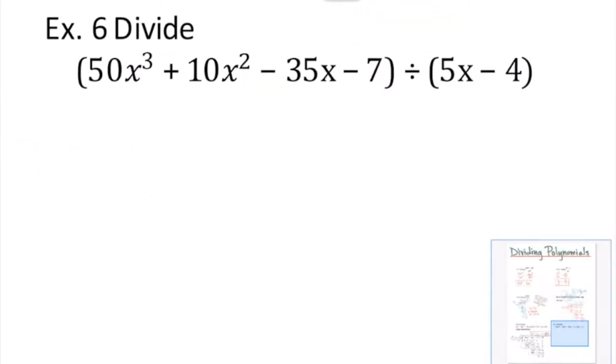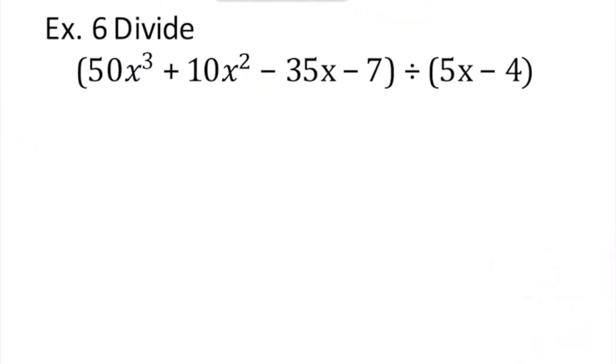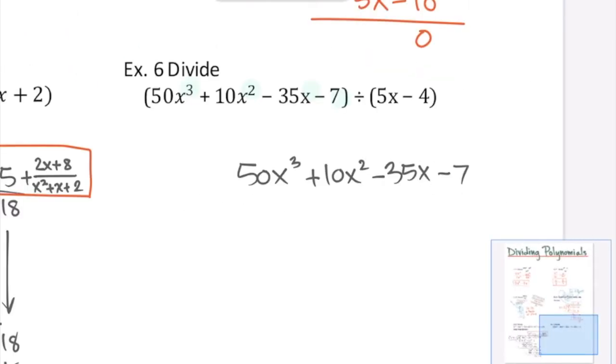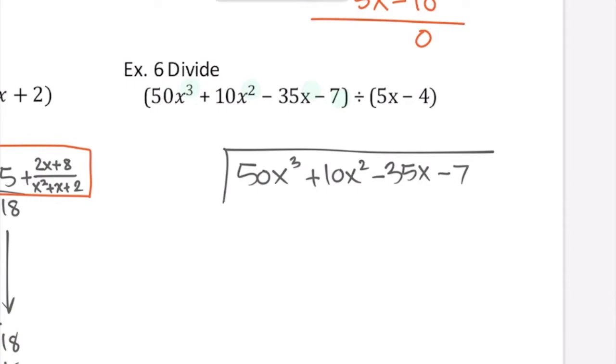So let's go ahead and make sure we don't have any missing terms here. Notice we have a cubed term, a squared term, an x to the 1st, and then essentially an x to the 0. So we don't need to add any terms. We can just go ahead and put 50x cubed plus 10x squared minus 35x minus 7 inside our box, and then 5x minus 4 on the outside.